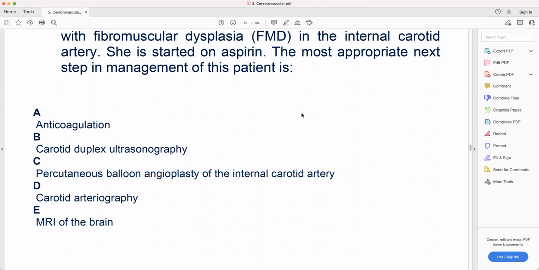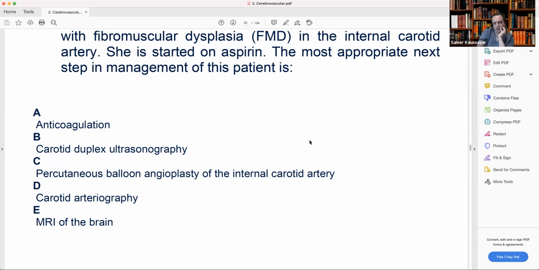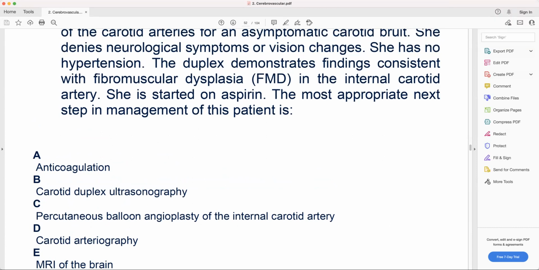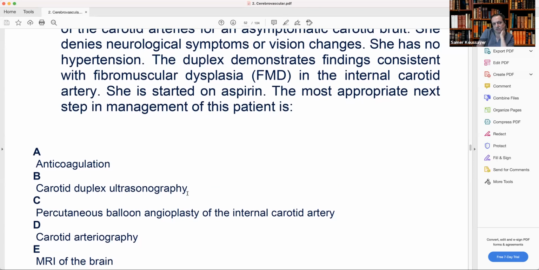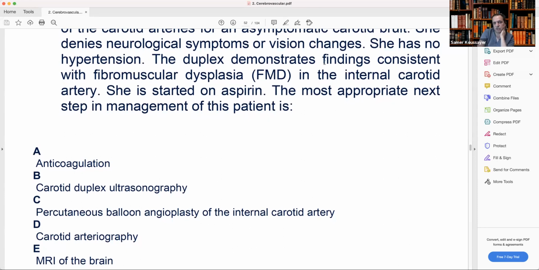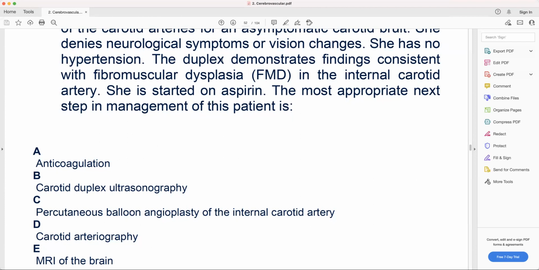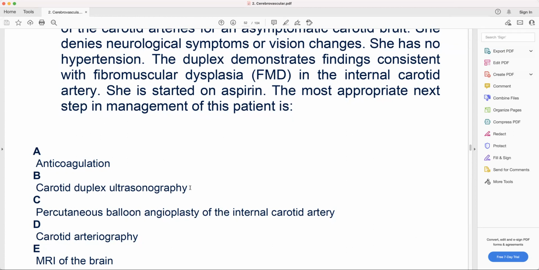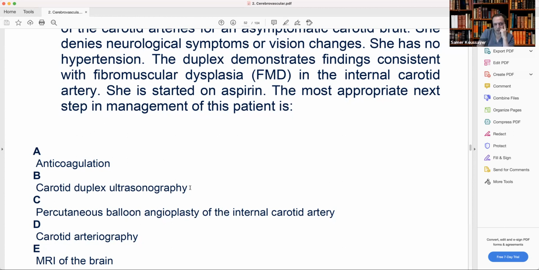So it's B, carotid duplex ultrasound. I mean, yes and no. Yes, we do carotid ultrasound, but she already had a duplex demonstrating findings consistent with FMD. So she already has a duplex. Maybe he meant follow up with a duplex ultrasound every 6 months. It could be, and it's not wrong, but it just doesn't sound right. It doesn't make sense to me why he put it.